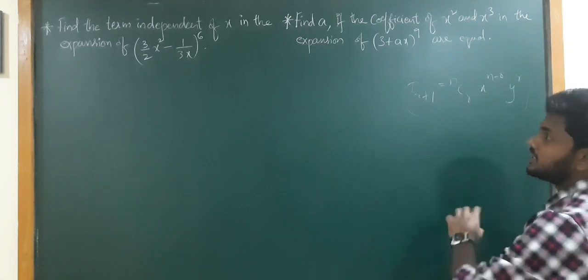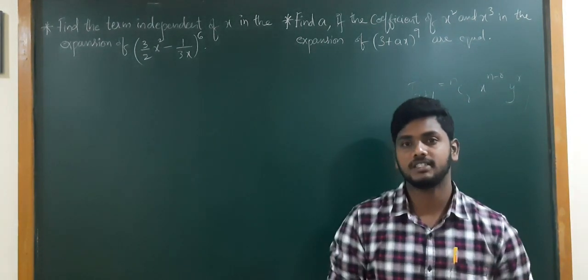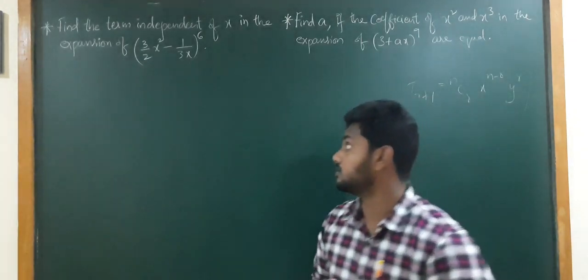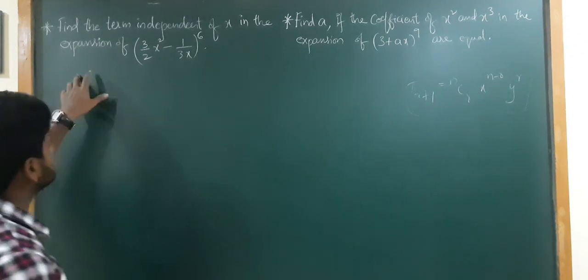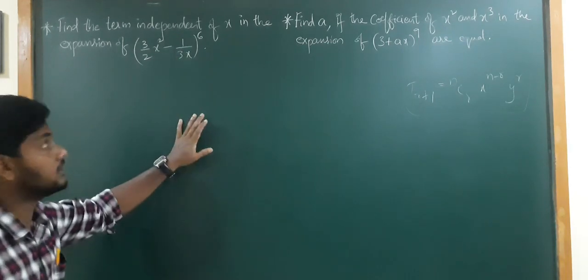Now, by using this general term, we are going to solve some of the problems which are important for board exams. Based on that concept, you will also get MCQs. The question is: find the term independent of x in the expansion of (3/2 x^2 - 1/(3x))^6.